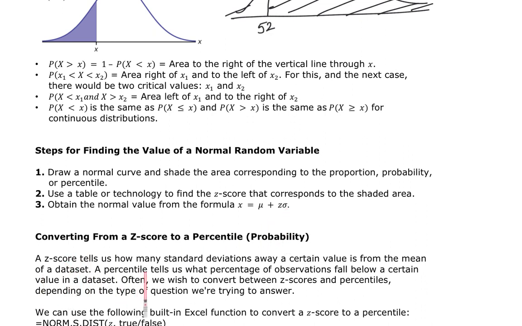So the z-score tells us how many standard deviations we are from the mean. A percentile tells us what percentage of observations fall below a certain value or above a certain value, depending on what we're looking at. So sometimes we want to be able to convert from a z-score to a percentile and back again. It all depends on the question that you're being asked.